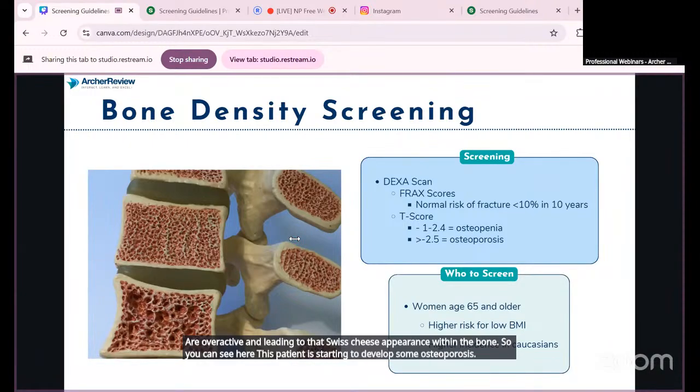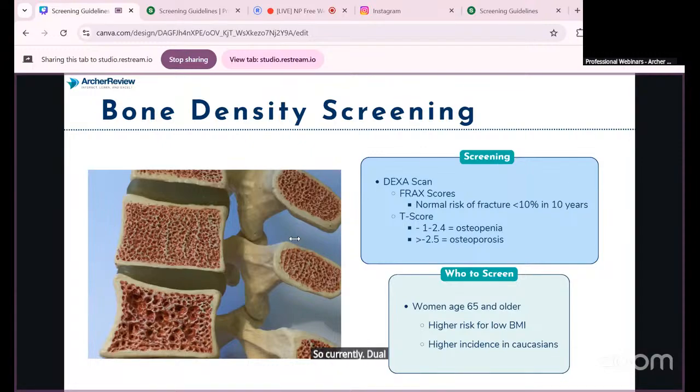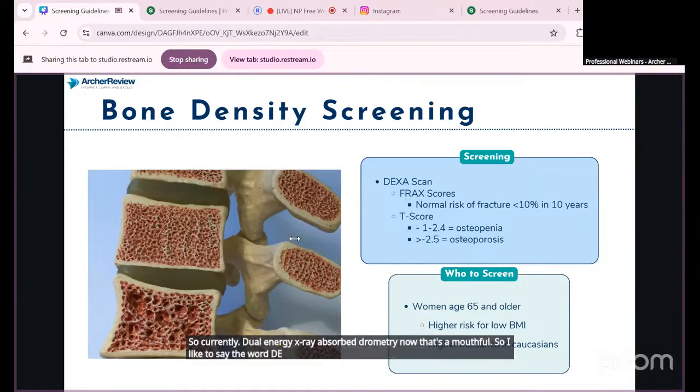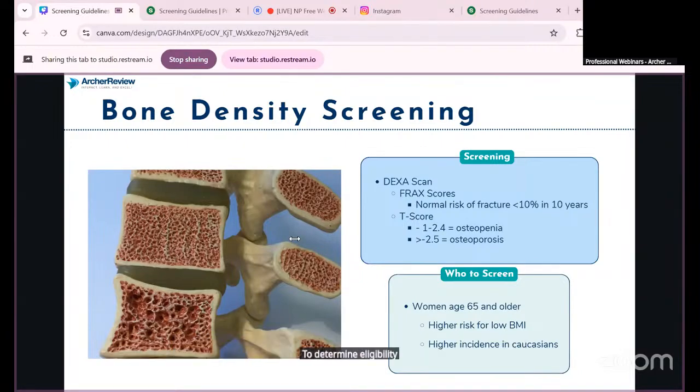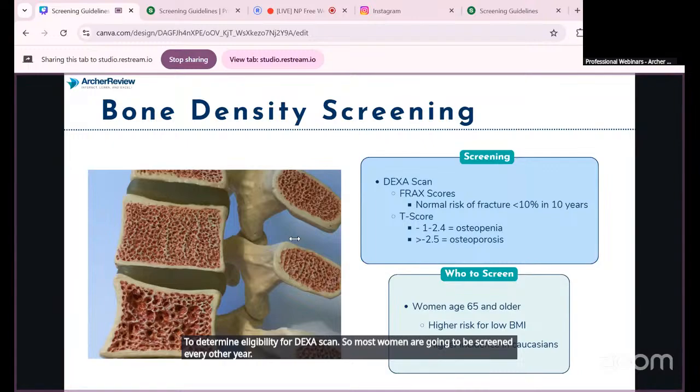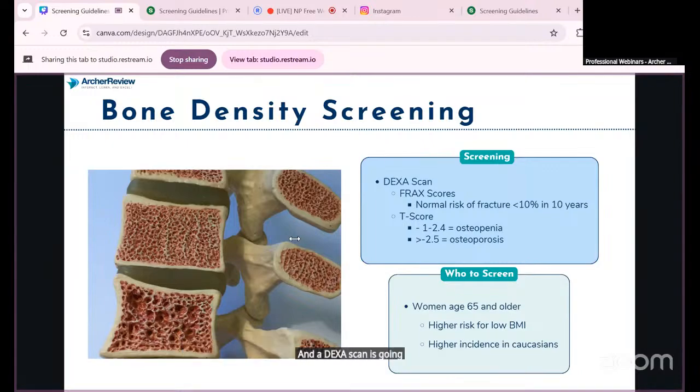So currently, dual energy X-ray absorptiometry. Now, that's a mouthful, so I like to say the word DEXA scan. These are used to screen postmenopausal women ages 65 and older for bone density. And younger women should be screened using a formal clinical tool to determine eligibility for DEXA scan. So most women are going to be screened every other year, and a DEXA scan is going to give you a fracture risk assessment tool, or FRAX score, that I have listed here for you.